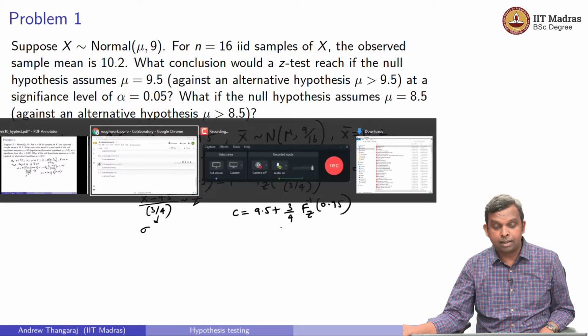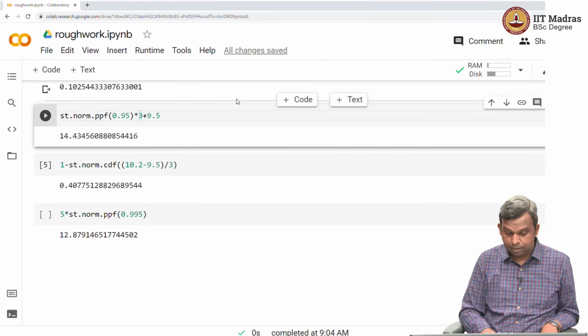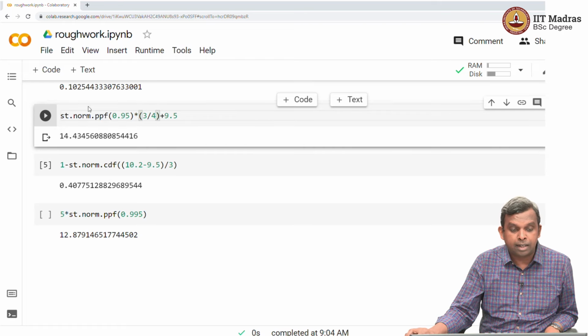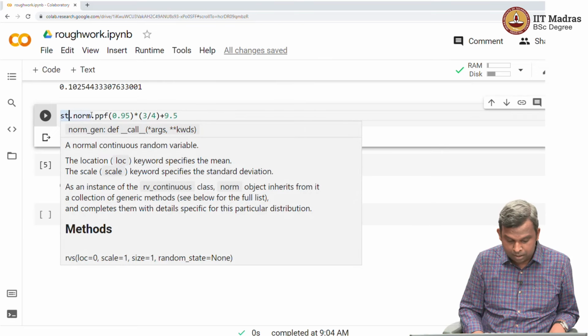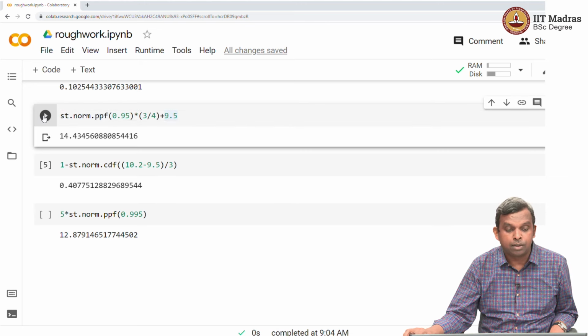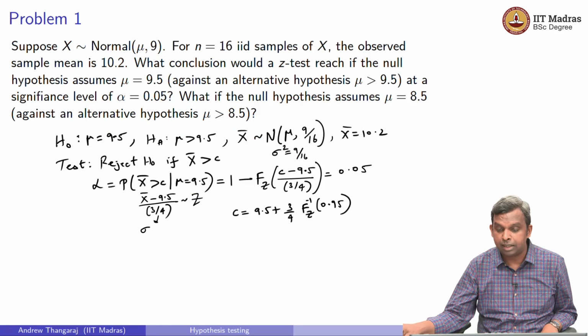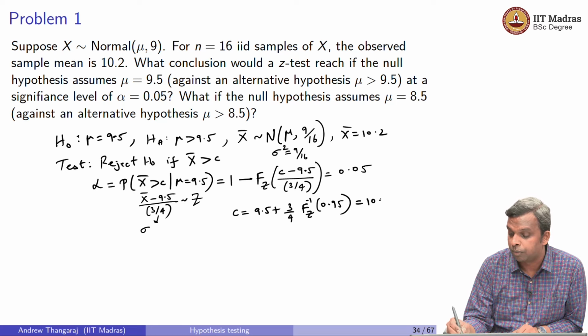Okay. Now it's a simple question of computing this. If you have to compute this, I normally use this Colab rough work type notebook here. So it is st.norm.ppf. This is your FC inverse function, and I'm multiplying it by 3 by 4, adding 9.5. If you run this, you will get something. You're getting 10.73. Okay, so 10.73. That's the value of the threshold.